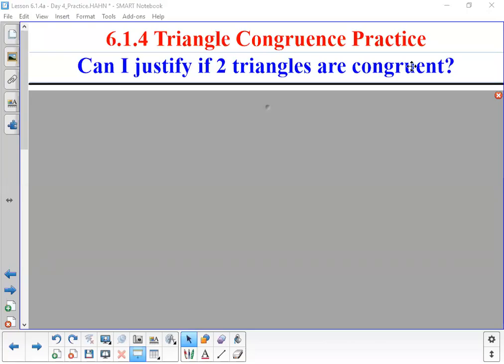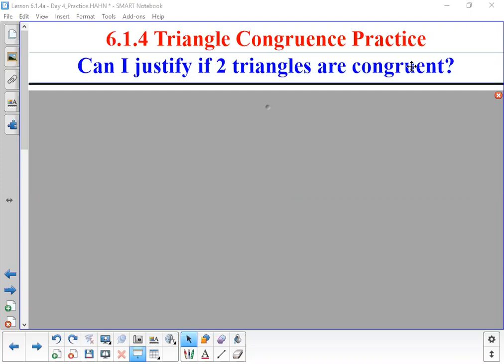Today's lesson is 6.14, Triangle Congruence Practice. And our essential question is, can I justify if two triangles are congruent? Yesterday, we discovered 4 different conditions for triangle congruence.